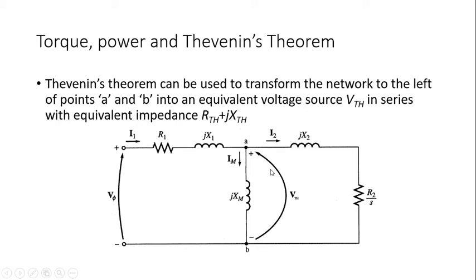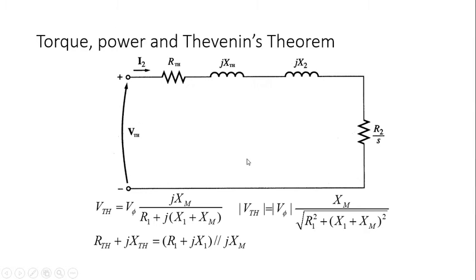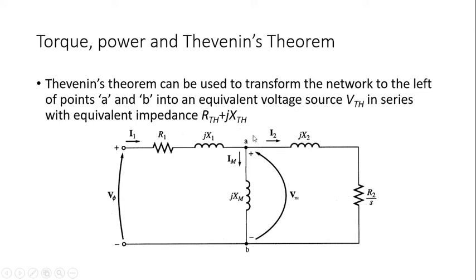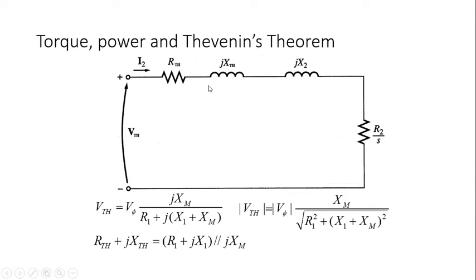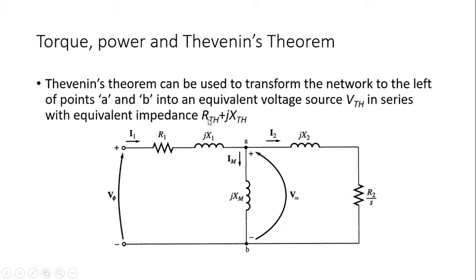We are trying to represent the equivalent circuit in a simplified form like this using Thevenin's theory. In terms of that, you convert the line magnetism part. Thevenin's theory is made up of the RTH, the resistive part, where TH is Thevenin, and XTH.